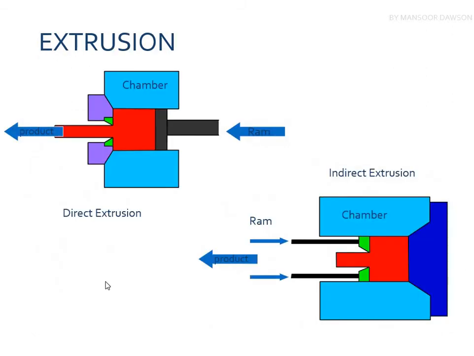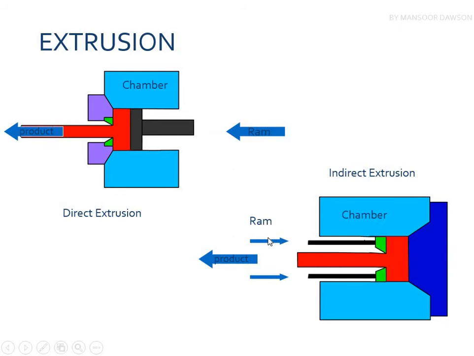So you can see that this is an animation for extrusion. So direct extrusion is you're just providing the force from the ramp, and the product is being obtained through the dies. And the indirect extrusion is in which your product is coming out, and you are providing the force from the ramp in this direction, and your product is coming out from the same opening, okay, from the same side, not from the other side.